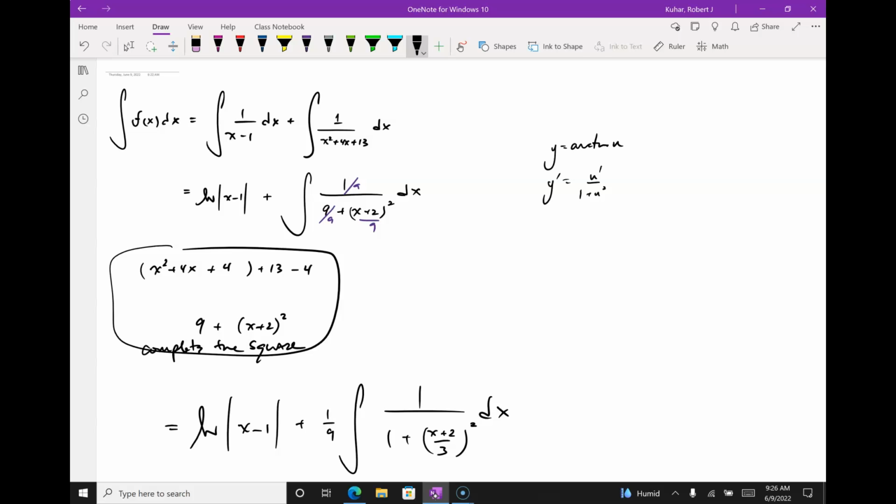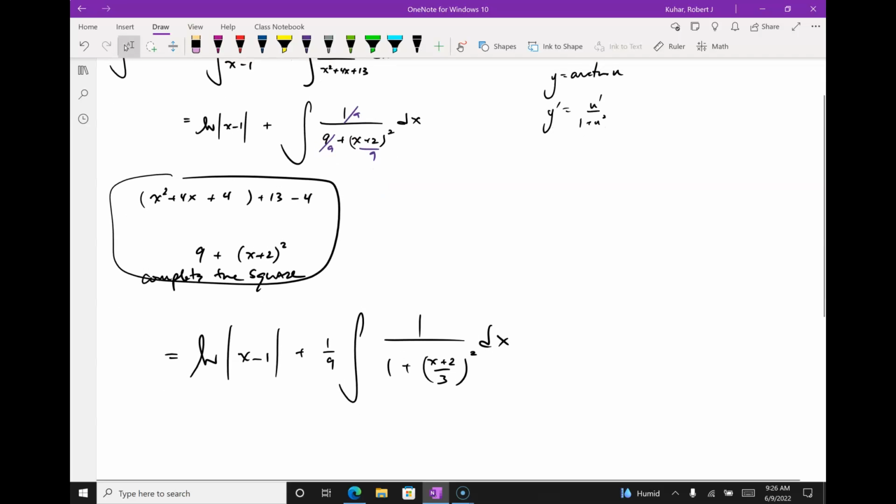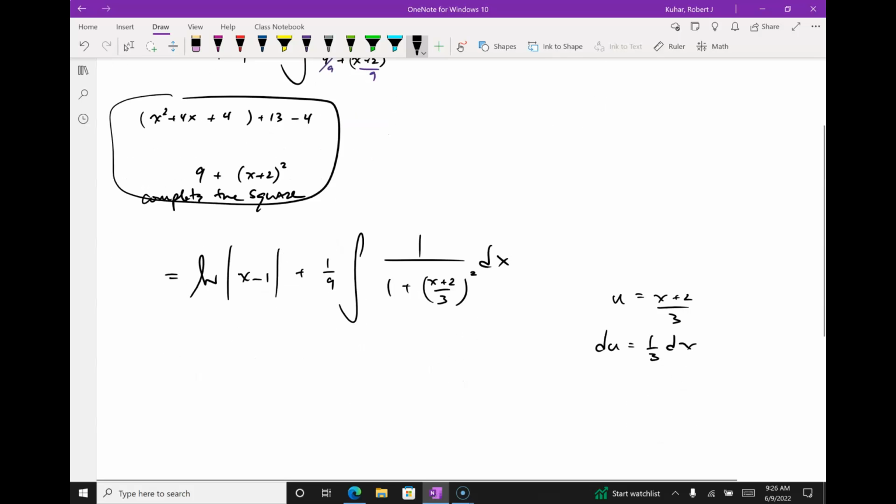Yes, you with me? And that's looking more like what I want. 1 over the quantity of 1 plus u squared, right? But I can see I have a complicated interior, so I need a u sub again. So if u is x plus 2 all over 3, du is 1/3 dx. And I have that in the 1/9.